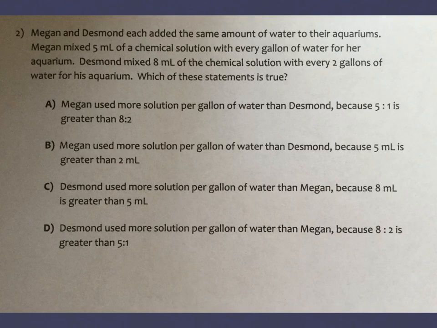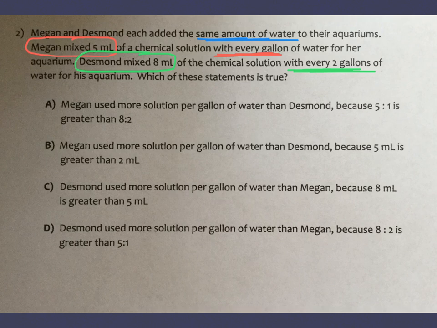In problem 2, Megan and Desmond each added the same amount of water to their aquariums. The same amount of water. However, Megan mixed 5 milliliters of a chemical solution with every gallon in her aquarium. Desmond mixed 8 milliliters with every 2 gallons for his aquarium. Which of these statements is true?